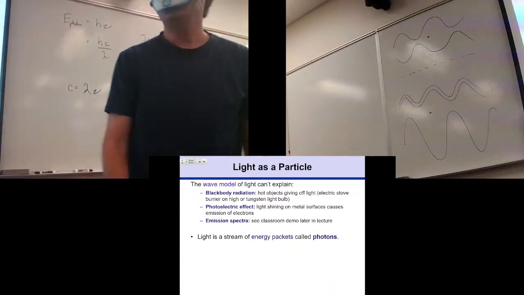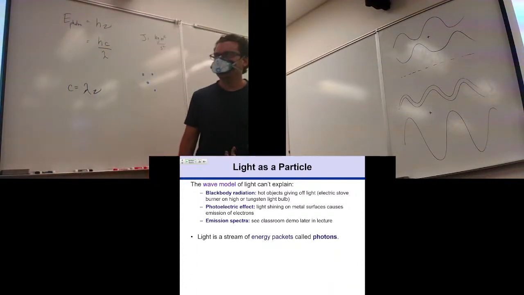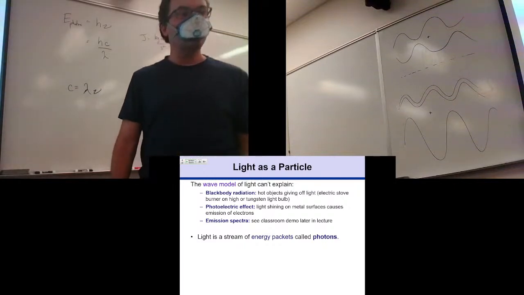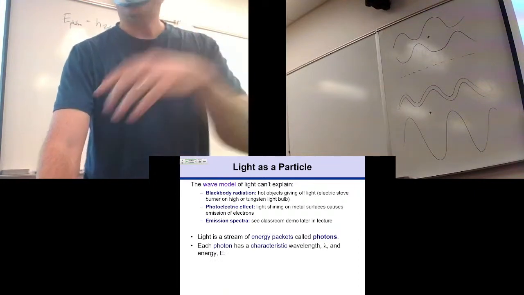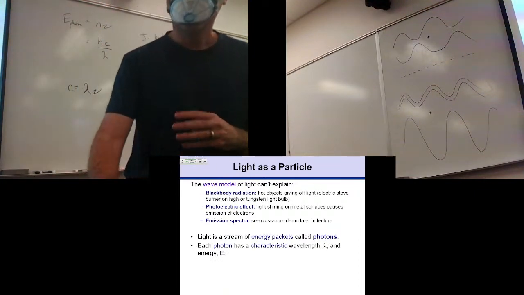So we need to use a different model. We need to use a model that explains light as a particle instead. And these particles are photons. And we've already seen the equation to calculate it. That was our little preview.